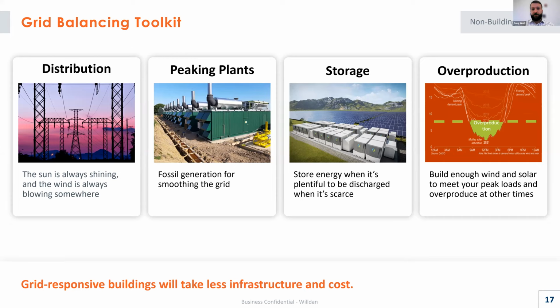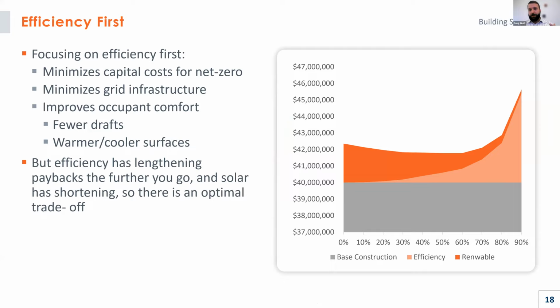The solutions at our disposal within buildings themselves are actually some of the most cost-effective ways to address these problems. And one of the first ways we can address this is by focusing on efficiency first. By focusing on energy efficiency within a building, you're minimizing your capital costs on the building itself, especially for buildings that are trying to achieve very low carbon or net zero. It minimizes grid infrastructure, while also improving occupant comfort, with fewer drafts, warmer and cooler systems, generally better buildings.